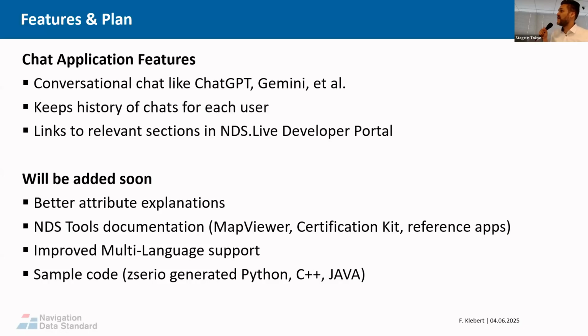And soon we're going to add better attribute explanations. NDS attributes are scattered all over the different modules. The LLM at the moment still has problems telling you exactly which attribute to use for which use case. We'll be adding more documentation on this and also improve the chatbot by doing that. And we will add the whole NDS tools documentation so that it can also assist you in running the map viewer, the certification kit, or any of the reference apps that we have.